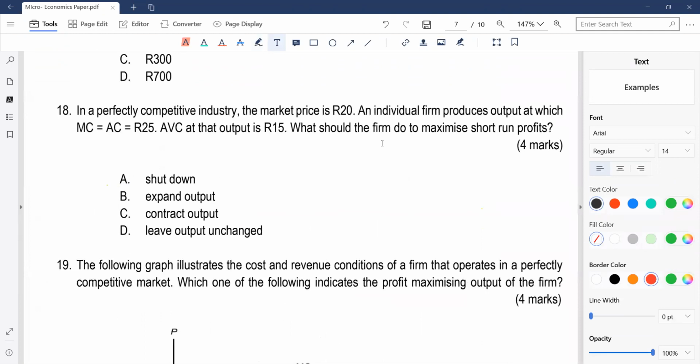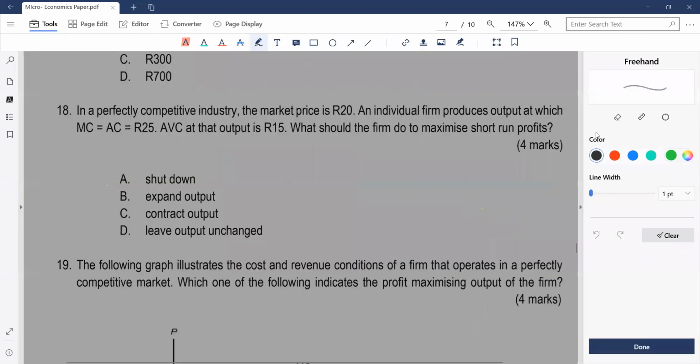Number 18 is linked to that other question that we had. I think it was number 3. Number 18 says, in a perfectly competitive industry, and they're always telling you that it's a perfectly competitive industry, the market price is 20, that means P is equal to 20. An individual firm produces at a price where MC is equal to 25. That means P is equal to MR also, because in a perfectly competitive market, P is equal to MR. The average variable cost is equal to 15. What should the firm do to maximize short-run profits?